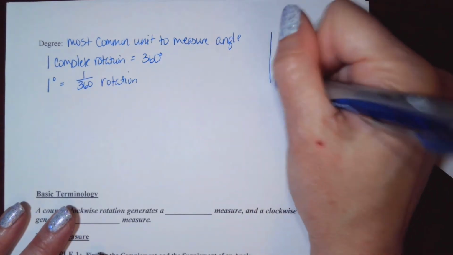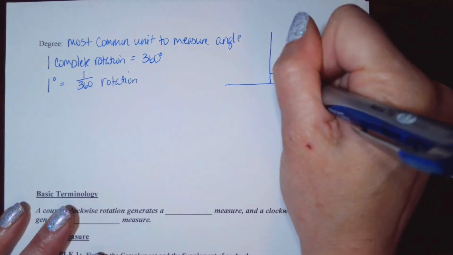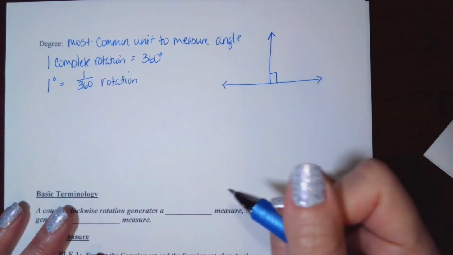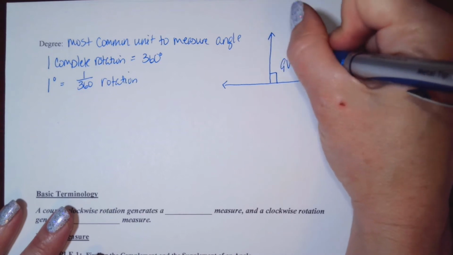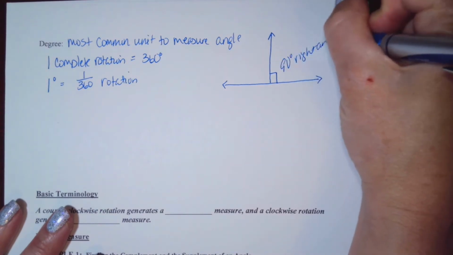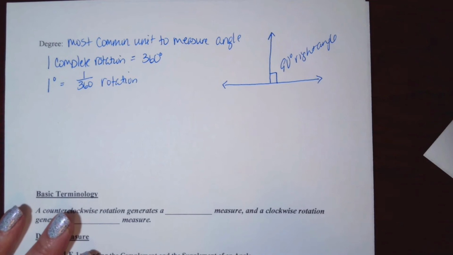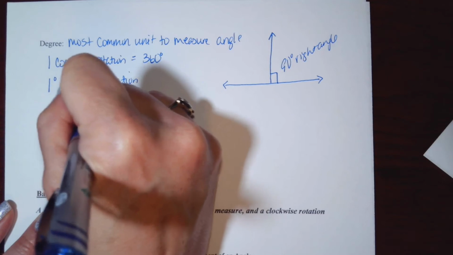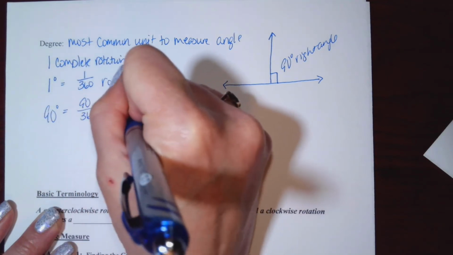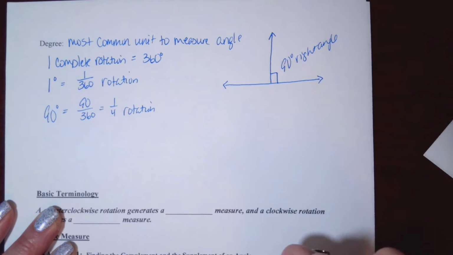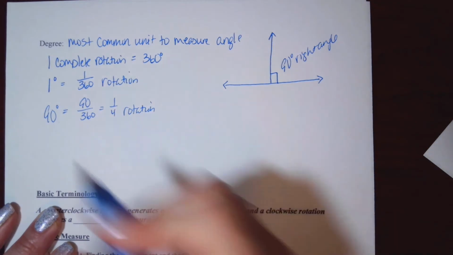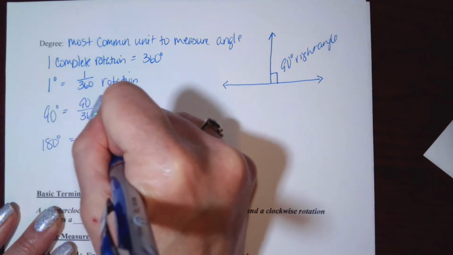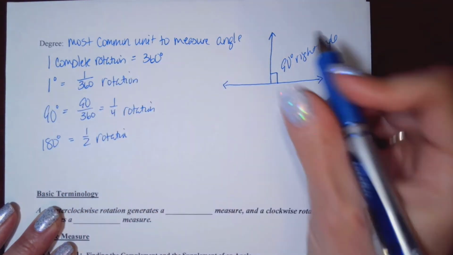A lot of the time we look at right angles. 90 degrees is a right angle. 90 degrees is 90 out of 360, so that's 1/4 of a rotation. 180 degrees is 1/2 of a rotation. We would call that a straight angle.